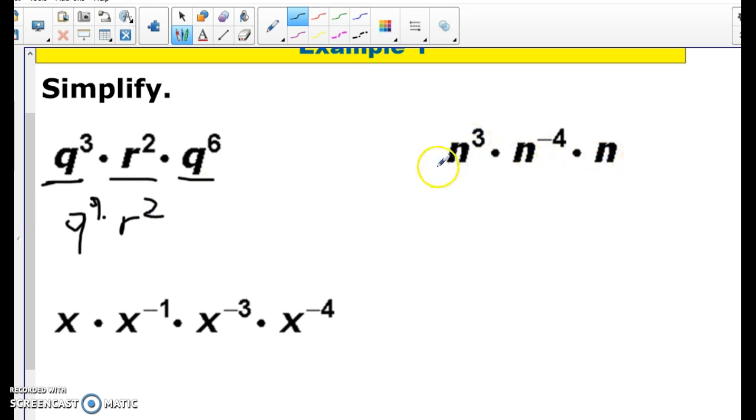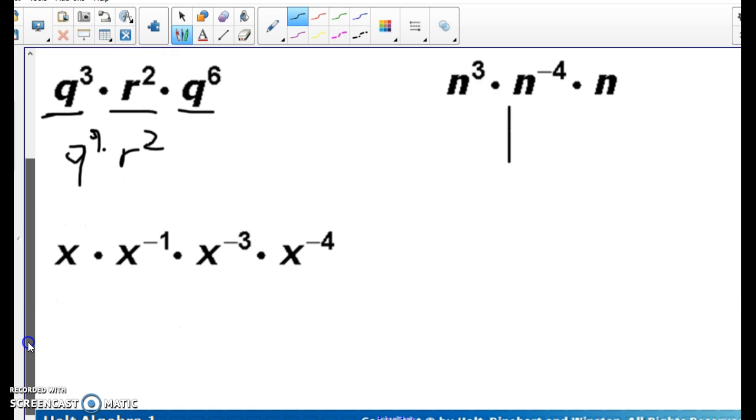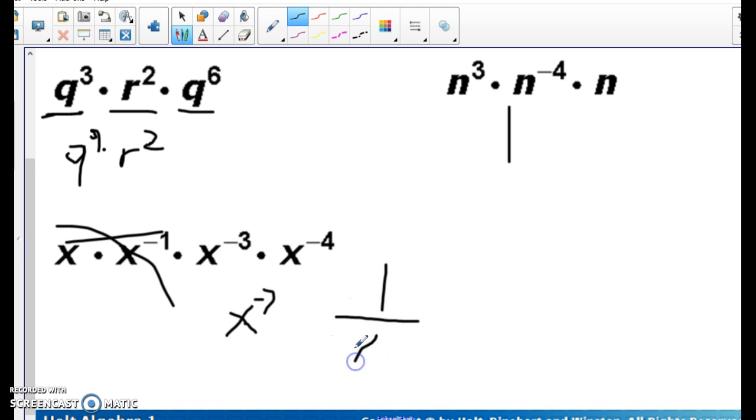Here I have all n's here, n to the 3rd plus a negative n to the 4th is an n to the negative 1, and then plus 1 is going to be n to the 0, so 1. Doesn't really matter what n is there. Here I have x and an x to the negative 1, those are just going to cancel out. x to the negative 3 and x to the negative 4th is going to give me x to the negative 7th. And again, we can leave it as x to the negative 7, but it's probably a little more mathematically correct to say 1 over x to the 7th, like we learned in that first lesson. This and this are really the same thing.